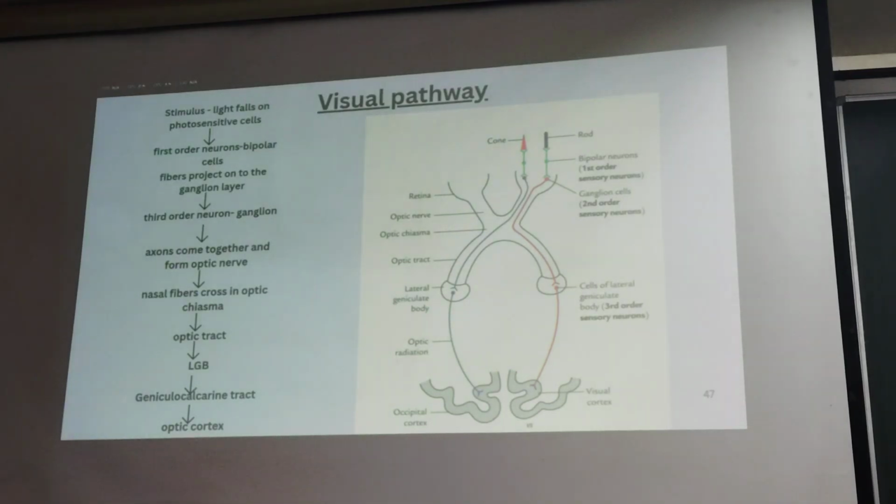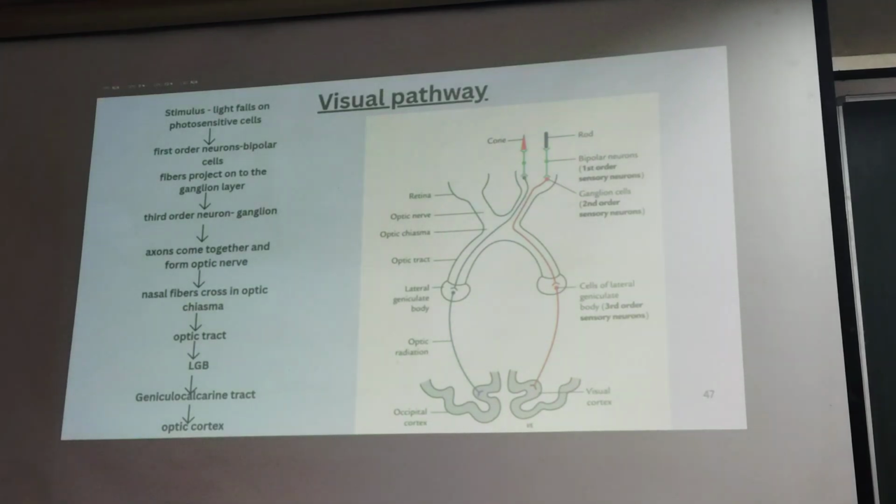Further, these fibers here, this is termed as your optic tract. This was your optic nerve. Further, this optic tract is received by your lateral geniculate body, which is nothing but the specific nucleus of the thalamus. And further, the fibers originating from this lateral geniculate body will form your geniculocalcarine tract, which is commonly known as optic radiation.